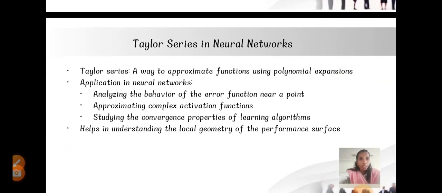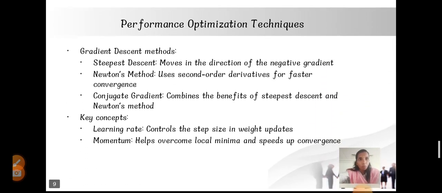Taylor series in neural networks. Taylor series is a way to approximate functions using polynomial expansions. In neural networks, it analyzes the behavior of the error function near a point, approximates complex activation functions, and helps in studying the convergence properties of learning algorithms. It helps in understanding the local geometry of the performance surface.